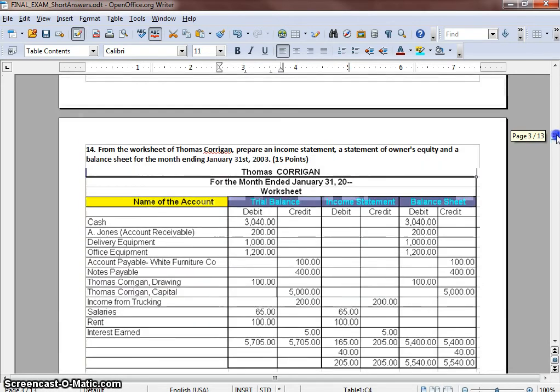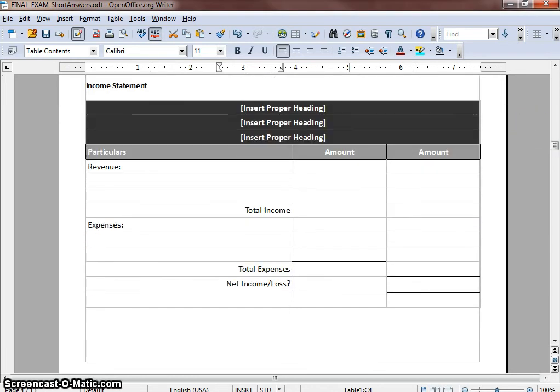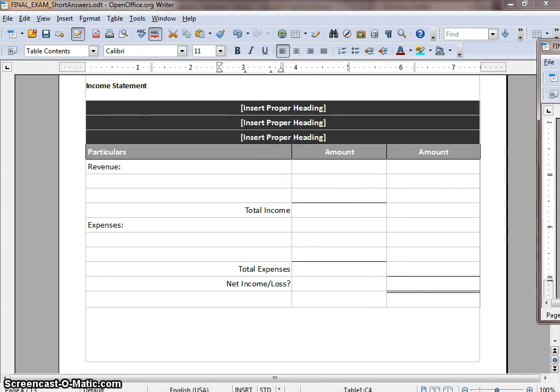So way to go. All right, so now number 14, they give us a worksheet and then we're creating all those financial statements out of it. So this first one's the income statement, and let me just double check here. I have like 20 different things open right now on my other screen. So income statement. Okay, it looks like you did the income statement correctly, so we will leave that alone.